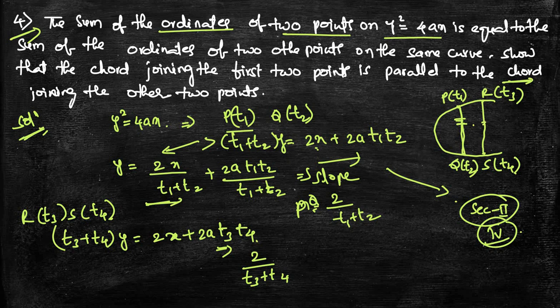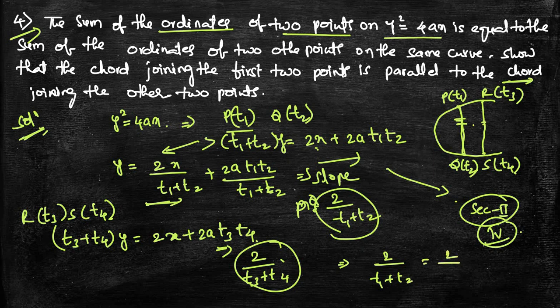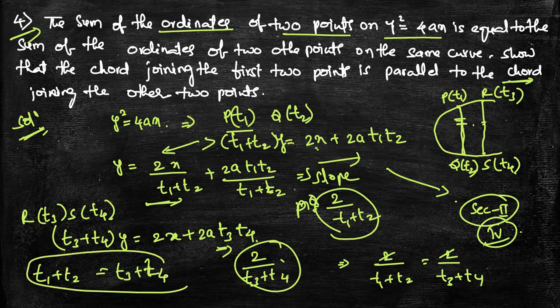If you want to show these are parallel, these two slopes must be equal, so 2/(t1 + t2) is equal to 2/(t3 + t4). The 2s get cancelled and t1 + t2 is equal to t3 + t4. So this is what we had to prove, and PQ and RS are parallel to each other.